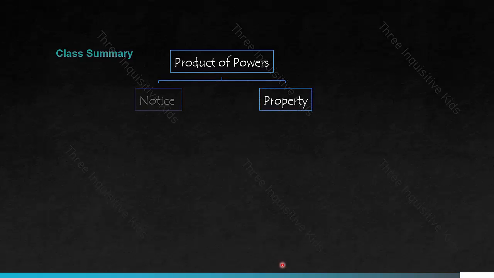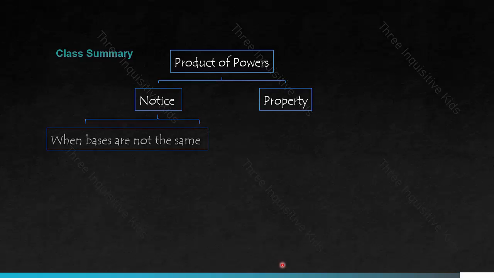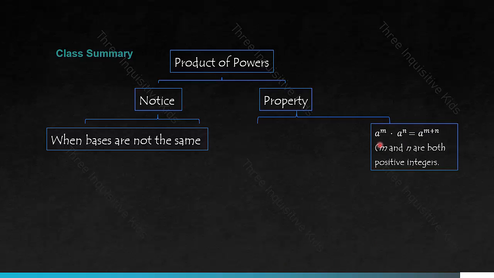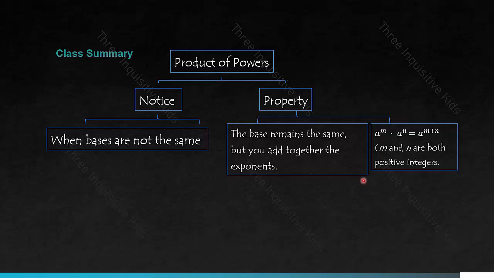This is our class summary, and it's product of powers. This is what we've been learning about throughout this entire slide. But remember, when bases are not the same, you can't use the product of powers property. This is the equation. A to the m power times a to the n power equals a to the m plus n power. But remember, m and n are both positive integers. This is how you do it. The base remains the same, but you add together the exponents.